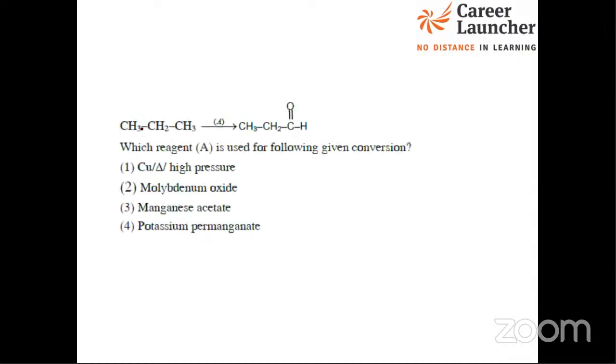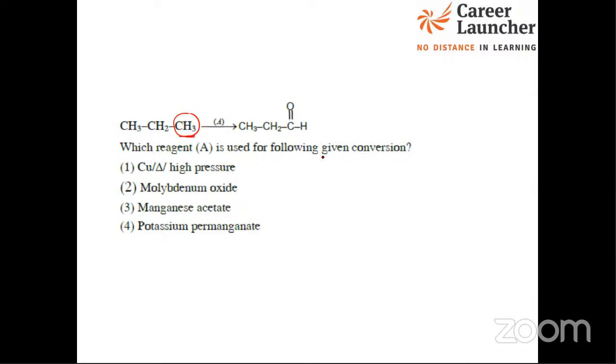Next, if you take this one, CH3CH2CH3 in presence of a reagent gives CH3CH2CHO. So it means this part is getting oxidized. Which part is getting oxidized? Only the alkane part is getting oxidized.